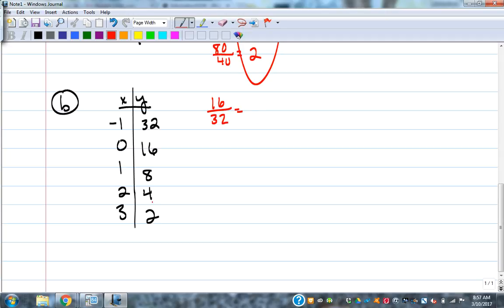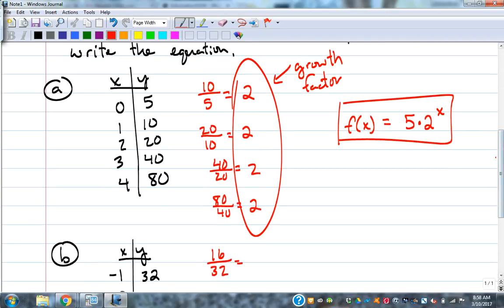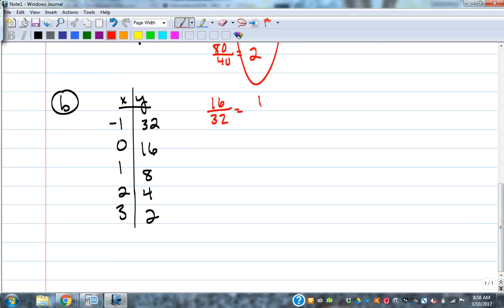In order, the second one over the first, like up here, we did 10 divided by 5. Second one over the first, it's always the backwards way. So that's 1/2. And then 8 over 16, that's still 1/2. It's 1/2 the whole way, right? So 1/2 is our what? Decay factor, growth factor. They're the same thing. There's no difference. What's our initial value?